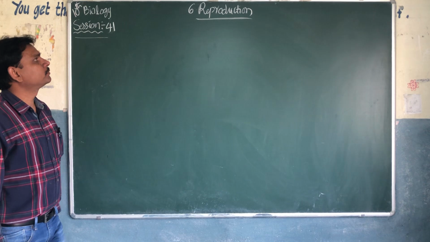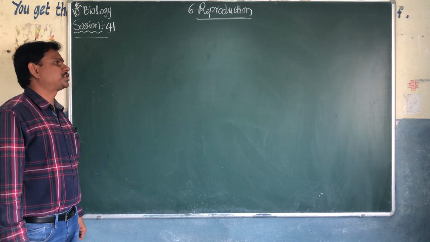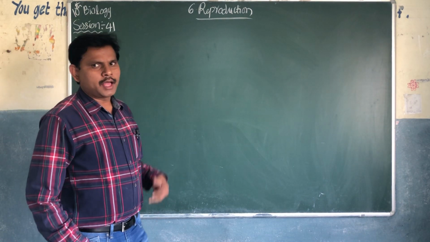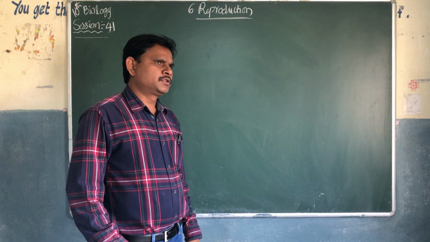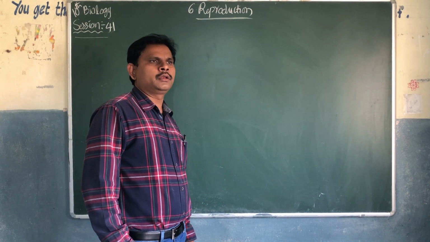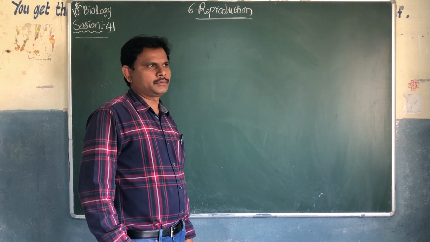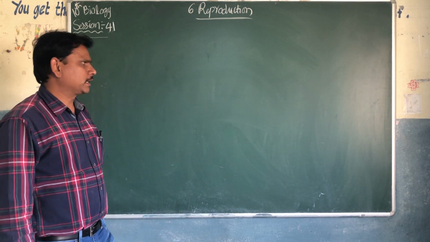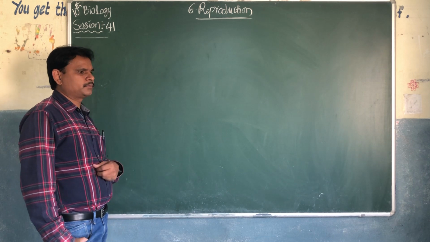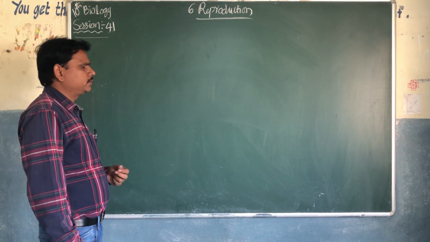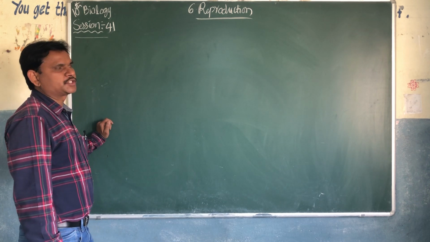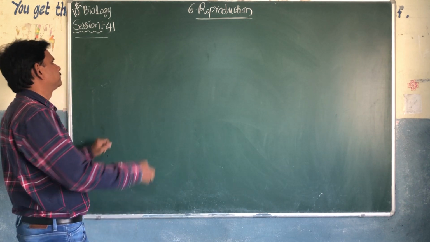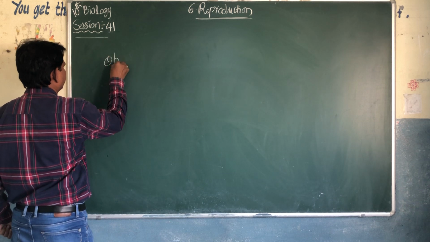Hi students, we are discussing reproduction. In the last class, we discussed sexual reproduction in plants, like flowering plants, like datura plants. So in today's class we discuss the observation of pollen grains and the structure of the ovule. Observation of pollen grains.